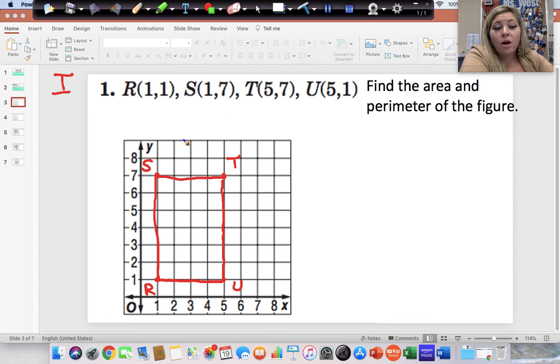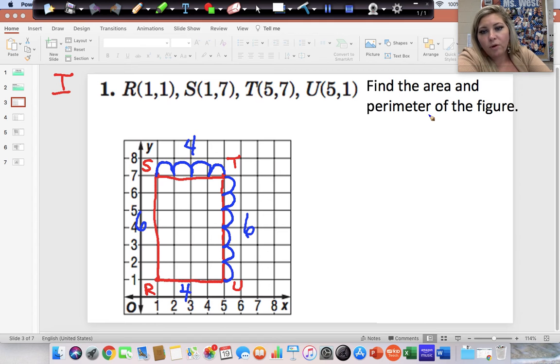Okay, so now we are finding the area and the perimeter. So what I like to do is I like to do jumps. I think those are the easiest. So from S to T, we're going to jump 1, 2, 3, and 4. From T to U, 1, 2, 3, 4, 5, and 6. And then if this side is 4, this side's going to be 4. And if this side is 6, this side's going to be 6.